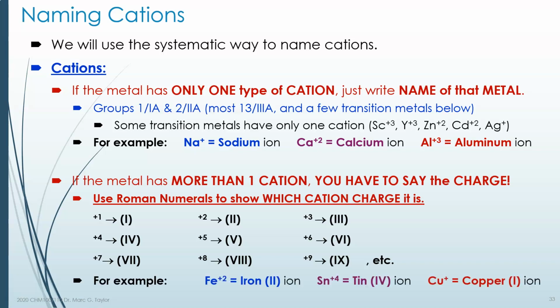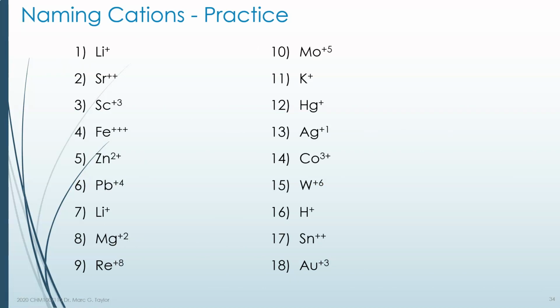So, for example, iron plus 2, the Fe+2 ion, would be called iron(II) ion, or just iron 2. Sn+4, that's tin with a positive 4 charge, you would label it as tin(IV) ion, or just tin 4. And Cu+ is the copper ion, that is copper 1. So here are a number of examples of cations. Let's see how you do.